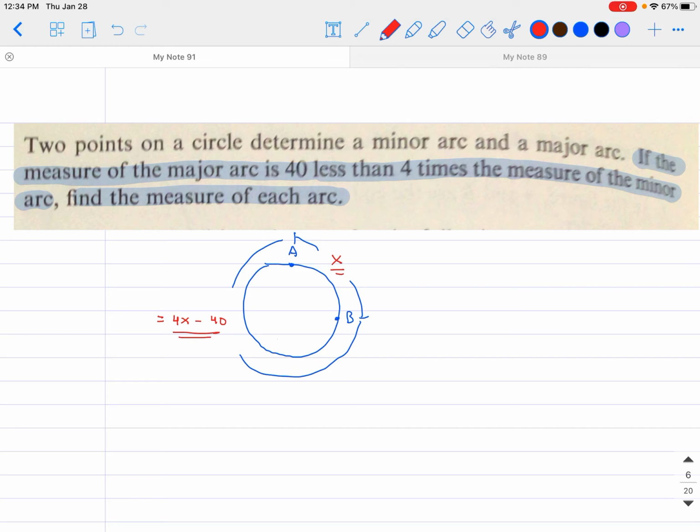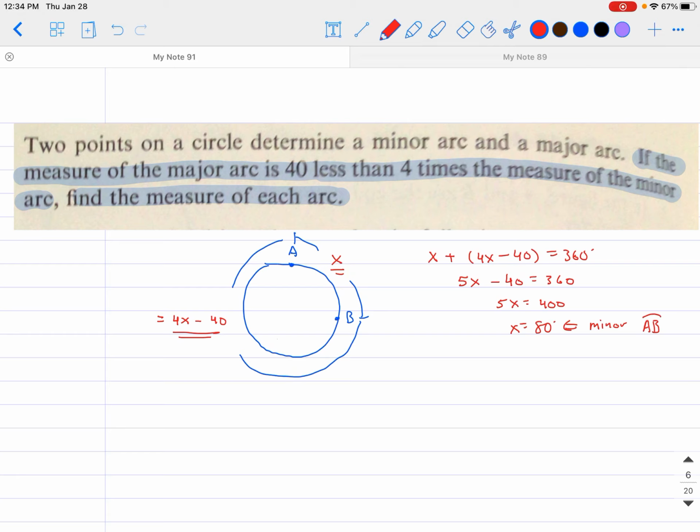Well, looking at how we were supposed to approach this from before, the total sum of the measurement of the whole revolution, minor plus major, should equal 360 degrees because it's a full revolution. So I can then say x plus 4x minus 40 is equal to 360 degrees. So clean up the algebra. 5x minus 40 is equal to 360. 5x is then equal to 400, so therefore x is equal to 80. So that right there is going to be my minor arc then. Okay, so that's going to be my minor arc AB.